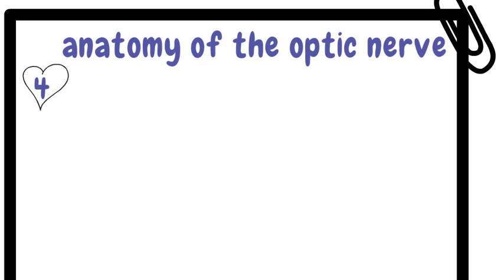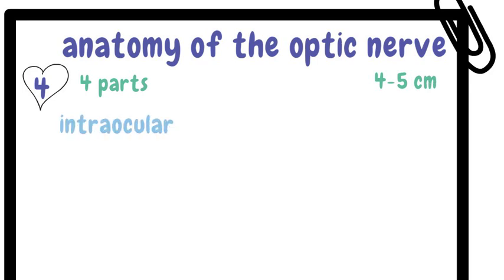Let's make a mnemonic with optic nerve. Optic nerve loves number 4. Optic nerve is composed of four parts. Its length ranges from 4 to 5 centimeters. What are the four parts of the optic nerve?